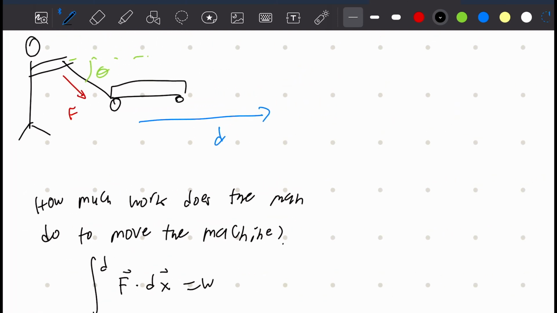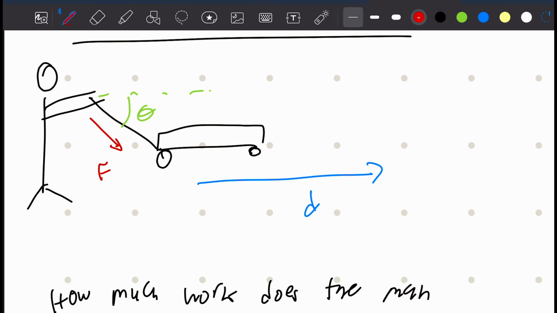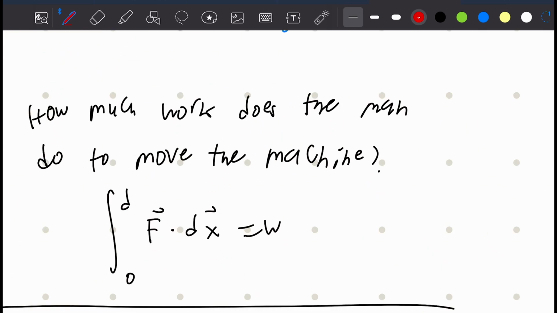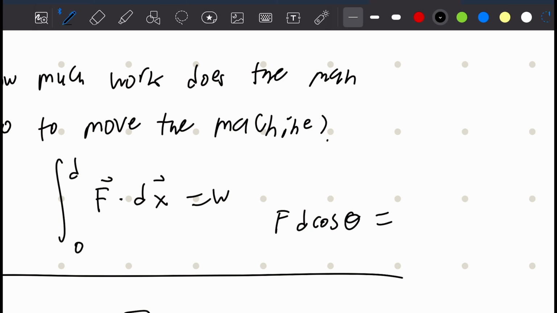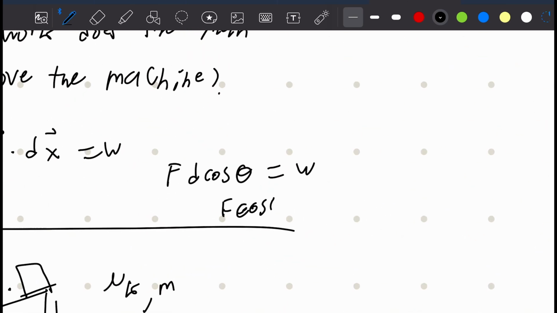The force here that will do work on this is only the force in that direction. The force in this direction is cosine of 90, which is going to be 0. So, you would just have to do force times the distance times that cosine angle that's in there, and that gives you your work. It would be F cosine theta times that distance, and that's your work.